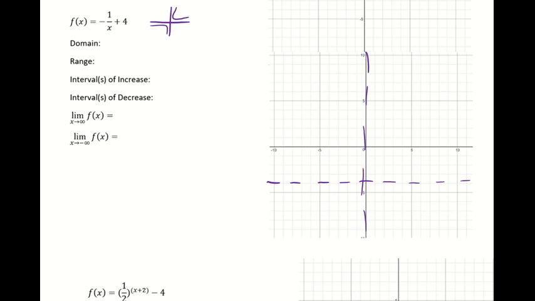So the key with this is starting off with the asymptotes and then understanding that it should be in this section and this section. However, the negative causes a reflection over the x-axis, or more accurately, it's over this line y equals -4, because that's what our vertical shift is. So instead of being here, it's going to come down here and up here.